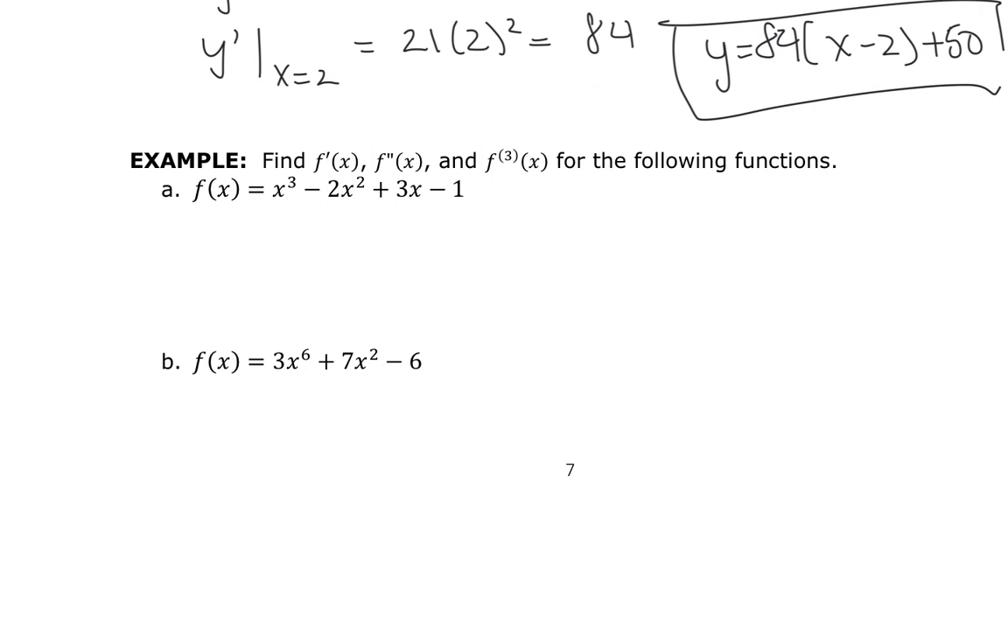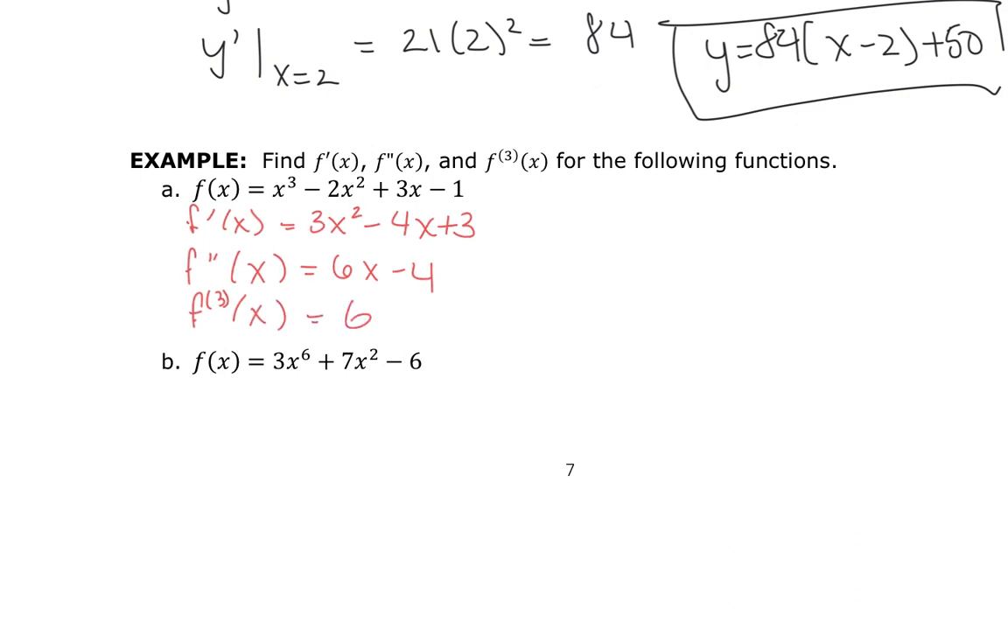On these examples, we want higher derivatives until either we get to 0 or until it tells us to stop. So let's go ahead and start doing the derivatives. The first derivative of the function is going to be 3x squared minus 4x plus 3. Second derivative is the derivative of the first derivative, which is going to be 6x minus 4. And then the third derivative is just going to be 6. The fourth derivative, not asking for that, would be 0 because it's a derivative of a constant.